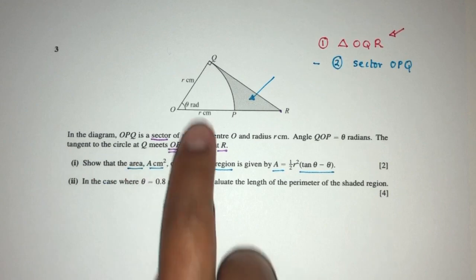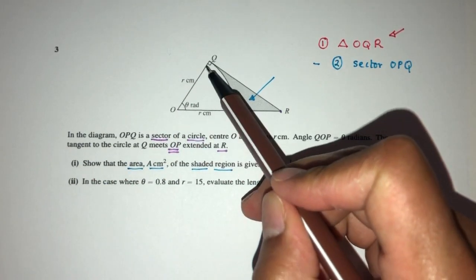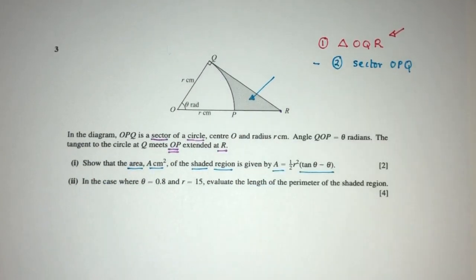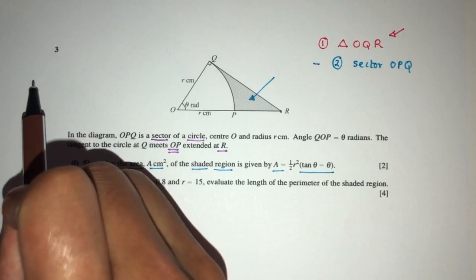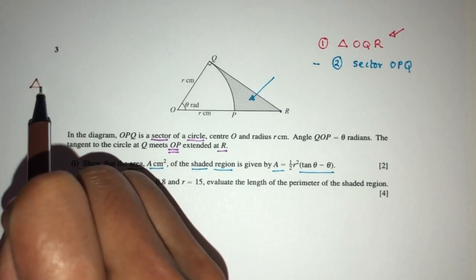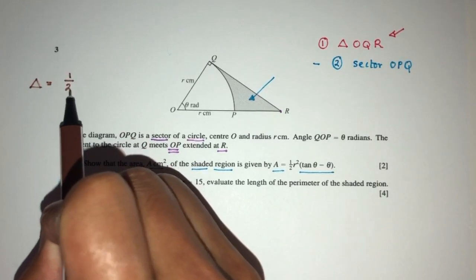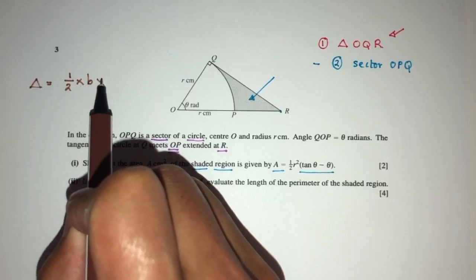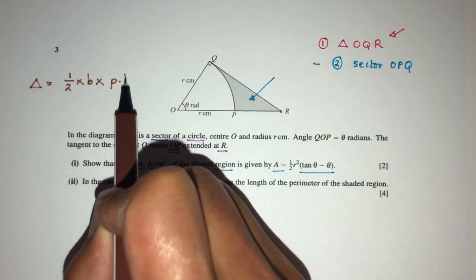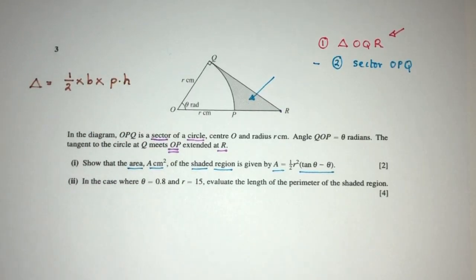Now we observe, here we have a right angle triangle. Whenever we have a right angle triangle, we can use a formula. The formula to find the area of a triangle, when you have a right angle triangle, is half times base times perpendicular height. So let's check.